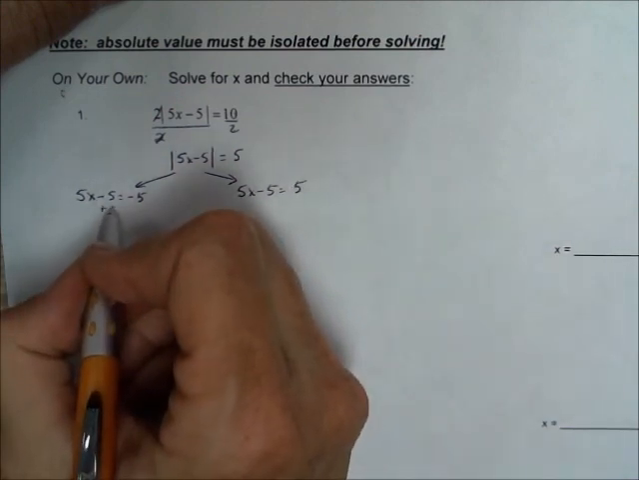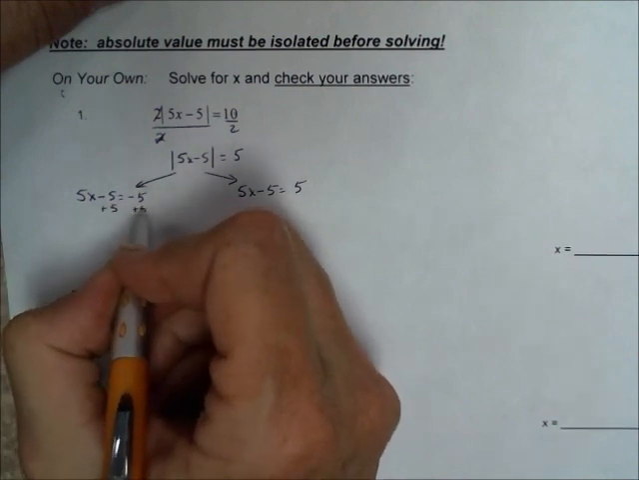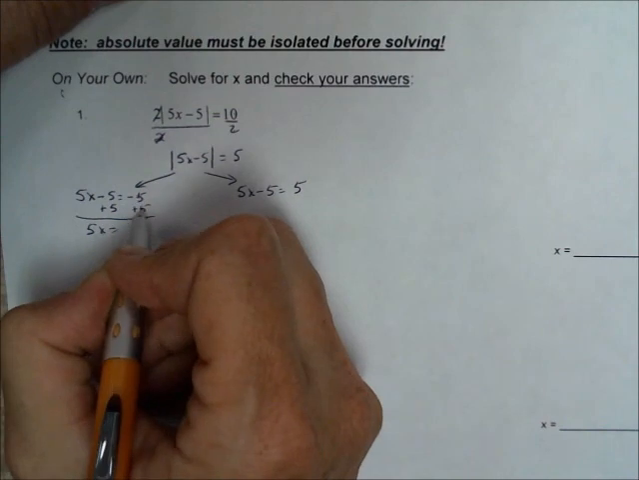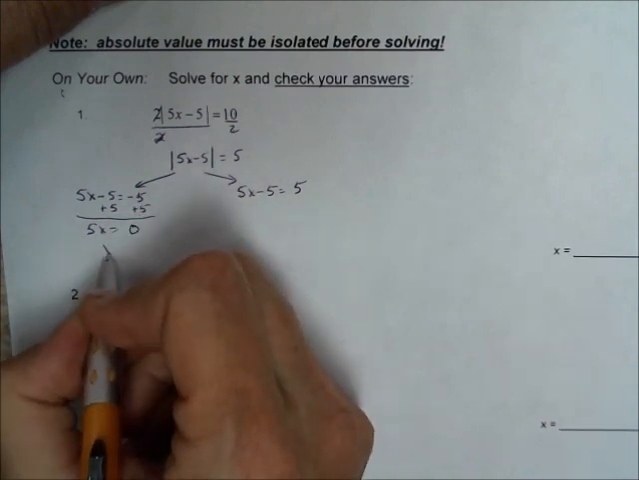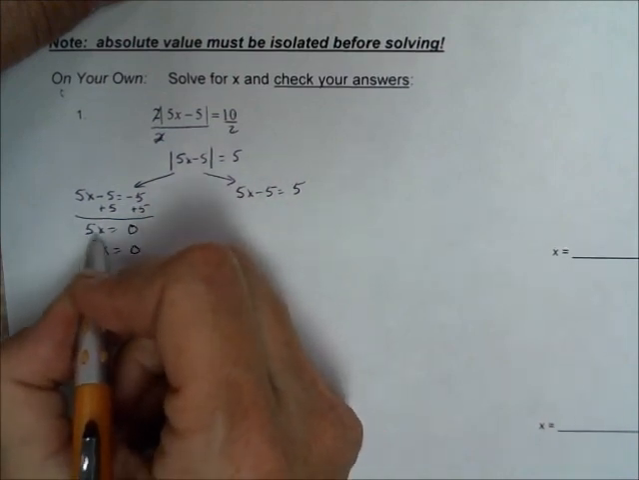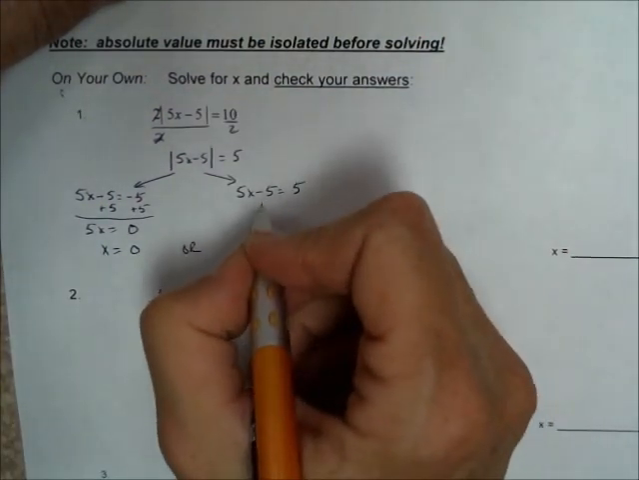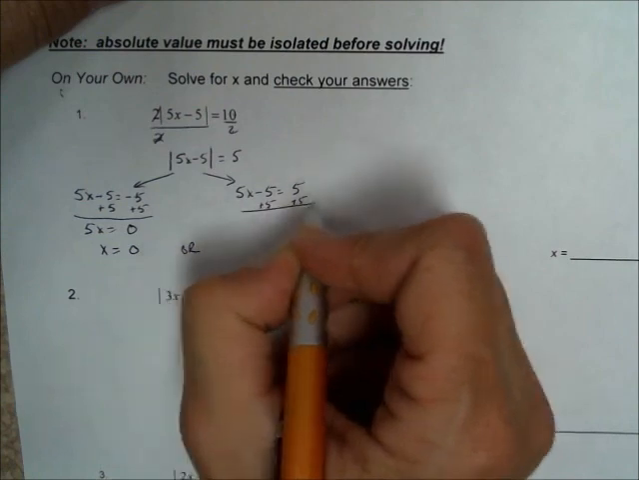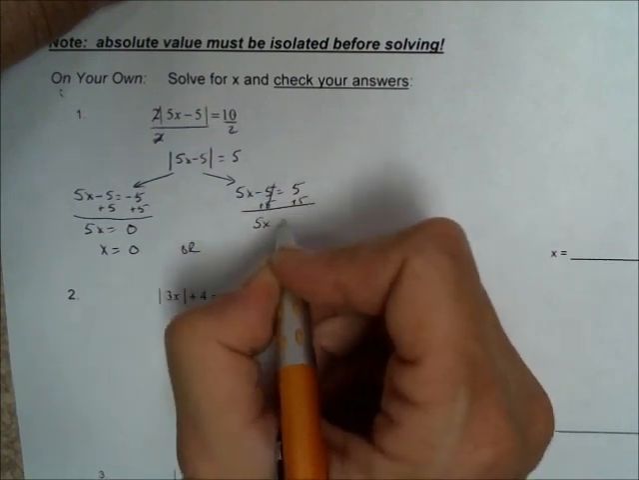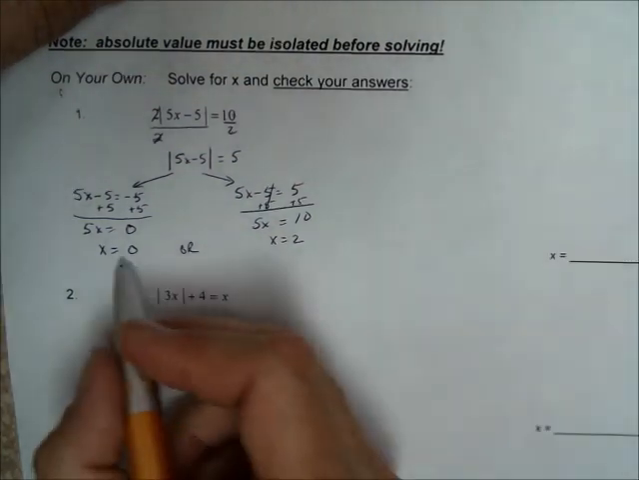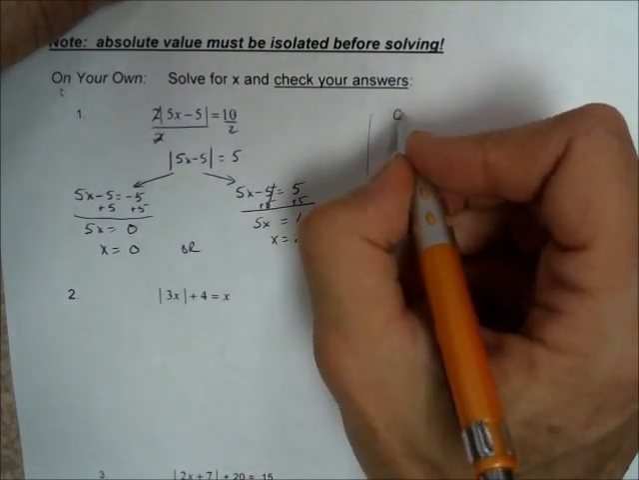So let's figure this out. You're going to add 5 to both sides. And this says 5x equals -5 plus 5, which is 0. So x equals 0 when you divide both sides by 5. The other potential answer, when you're adding 5 to 5, you get 10, and this says 5x, that cancels out, equals 10. So x equals 2. So 0 or 2 are the two answers.